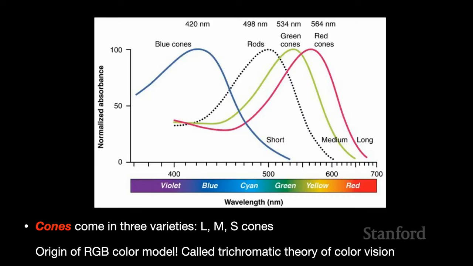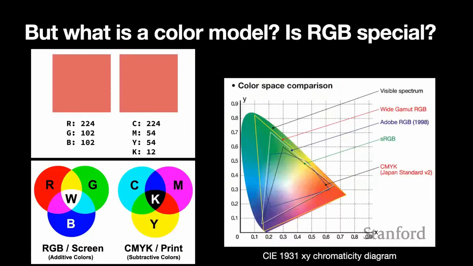And this RGB color model is also sometimes called the trichromatic theory of color vision. Fancy name, but just English, trichromatic theory. But interestingly, trichromatic theory is not the only theory of colors, right? These are two physical colors which are exactly the same. I could have represented this as RGB, with some values of RGB, which gives me a certain color.